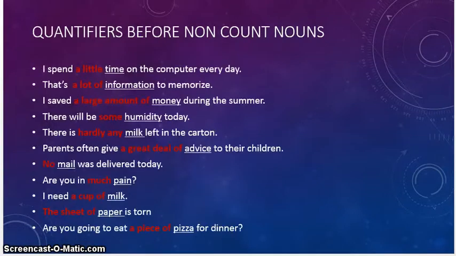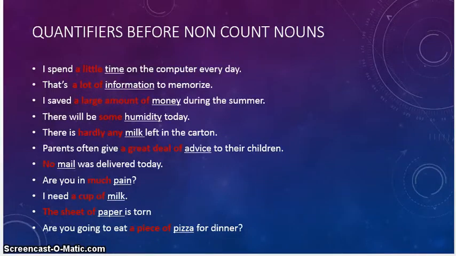In this slide, I have given you sentences that show a non-count noun, which is underlined, and a quantifier, which is in red. Let's look at the first sentence. The first sentence is, I spend a little time on the computer every day. Time is your non-count noun, and the quantifier I've chosen to use is a little.